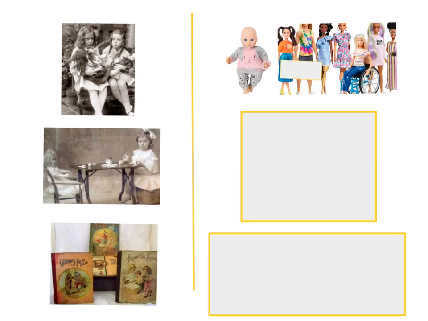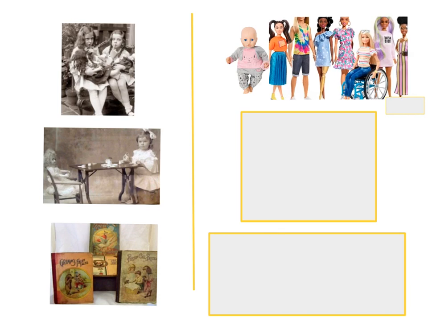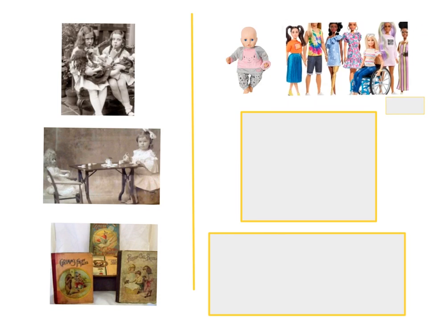Brilliant. So as we can see, we do have modern dolls that children play with today. We have the very famous and popular Barbie dolls that lots of girls like to play with. And we have the baby Annabelle that is very popular today also. So they're very similar because they are dolls. They are dolls that children play with. However, the material that they're made out of will be different.